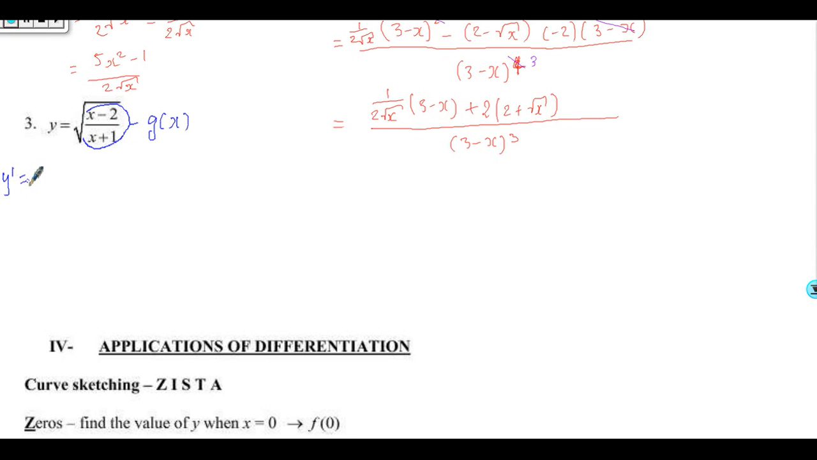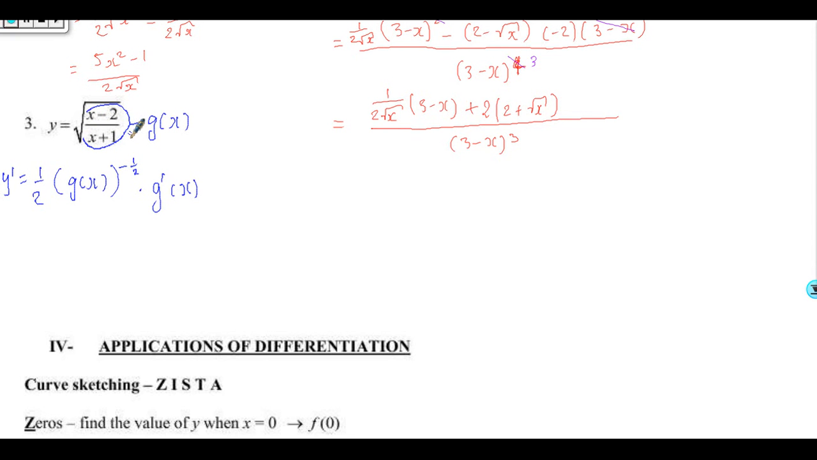Y prime equals, well, the outside function is square root of x. So if I find the derivative of that, it'll be a half, and then g of x, whatever that is, to the power of minus a half, and then unfortunately I'll have to multiply with the derivative of g of x, isn't it? That's the chain rule. So you can see here, to find g prime of x, I actually will need to use the quotient rule.